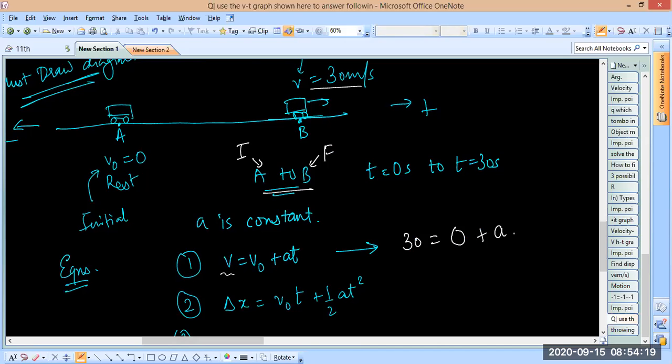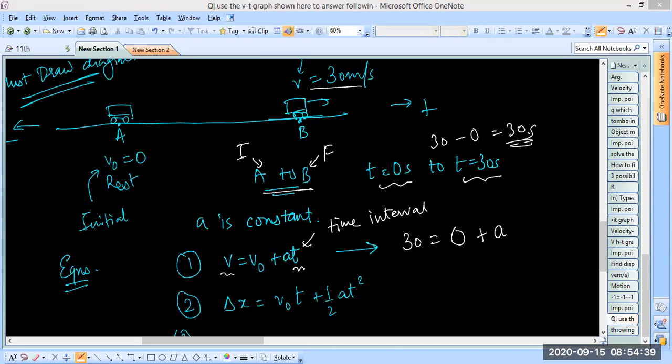We don't know. T actually means time interval, right? When I sent you those important points, I made you write it. Look at this, time interval 30 minus 0, so that is 30. All right, okay, 20?